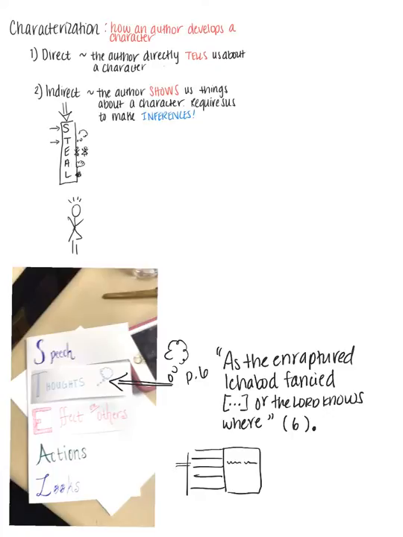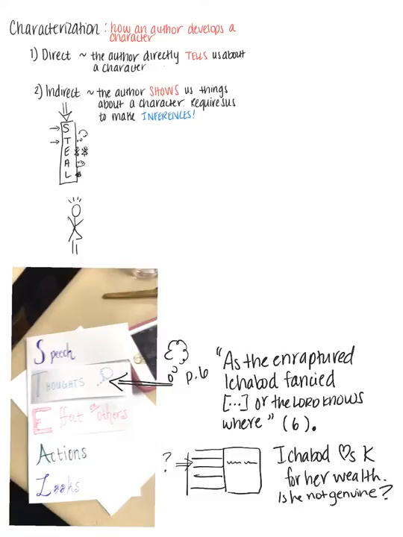Now, on this part right here, I'm going to write what this tells me about Ichabod. Well, I think that this tells me that Ichabod wants Katrina Van Tassel for her money or her wealth. So Ichabod loves Katrina for her wealth. He doesn't really love her. Maybe he's not genuine. So these are inferences. This isn't something that was directly stated in the text. It's something that I have to infer based on the textual evidence itself, what the author actually says. So this is an example where we used a character's thoughts to tell me something about the character.